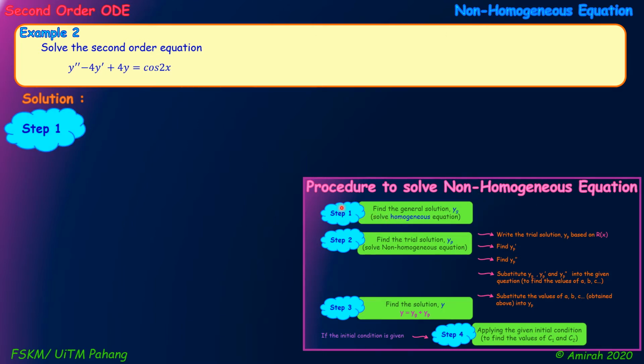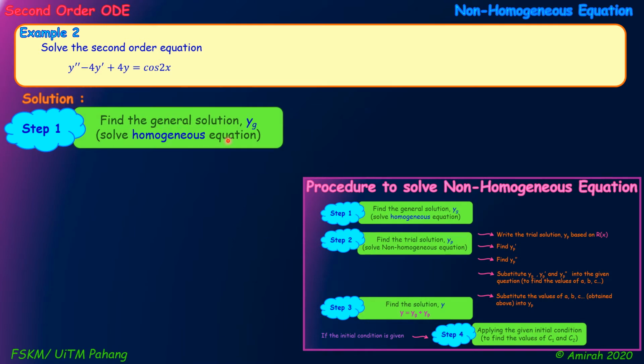First step, we find the general solution YG. We solve the homogeneous equation, which means we write y double prime minus 4y prime plus 4y equals 0. The original question has a right hand side not equal to 0, so it is non-homogeneous, but under step 1 we need to solve the homogeneous equation, which means we write the right hand side equals 0.